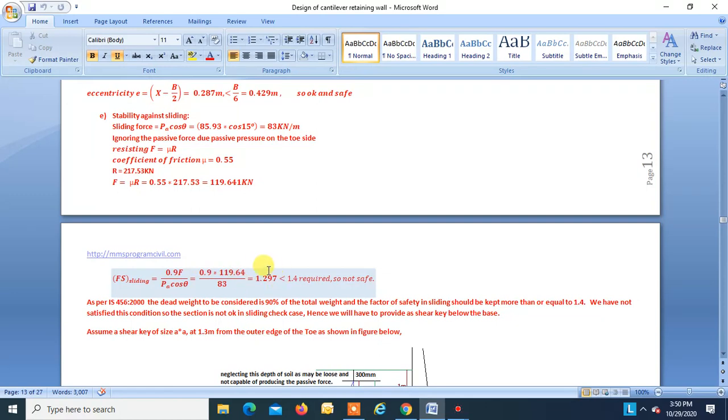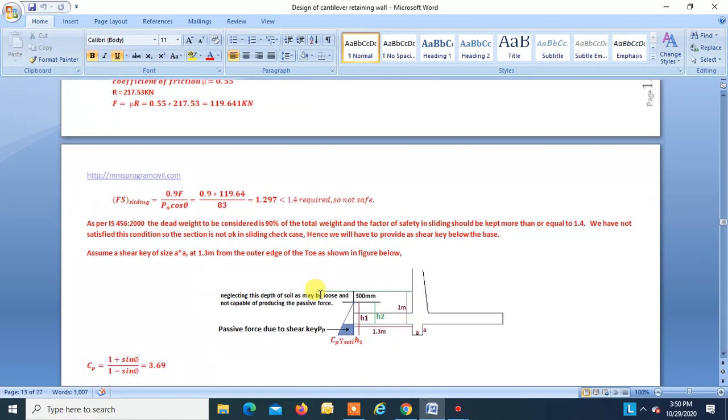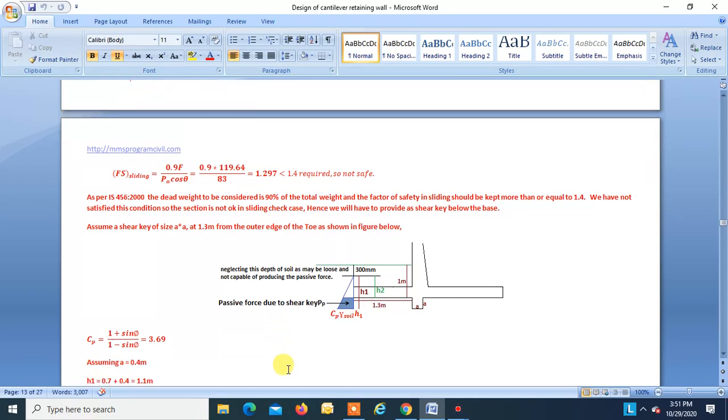So that is equal to 1.297, which is less than 1.4, so which is not safe. So we will have to provide a shear key. So assuming a shear key of size A by A, okay, we are going to keep the shear key at a distance 1.3 meters from the edge of the toe. Okay, now we know that our foundation is at 1 meter below the ground level.